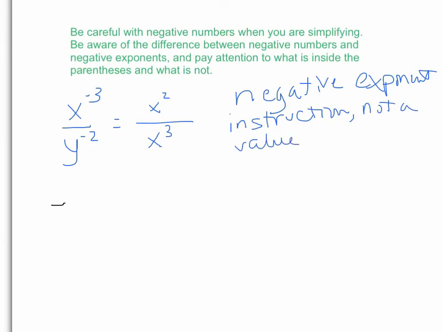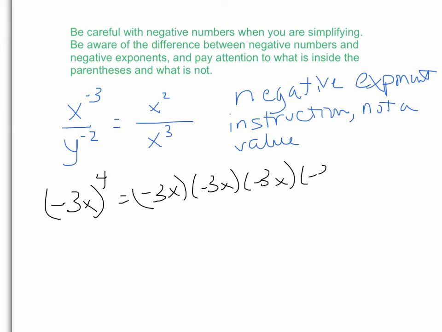If you have negative 3 here, that's a value. If you have negative 3x to the 4th power, that really means you're going to take negative 3x times negative 3x times negative 3x times negative 3x, which is going to give you x to the 4th, and then negative 3 times negative 3 times negative 3 times negative 3 is a positive 81. In that case, the negative sign is a value.